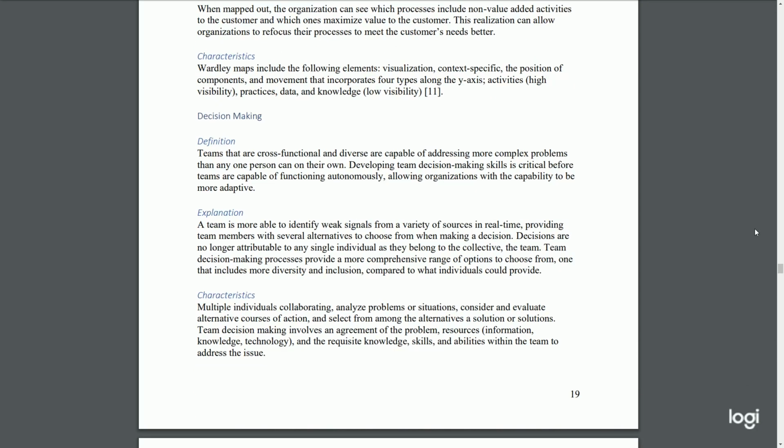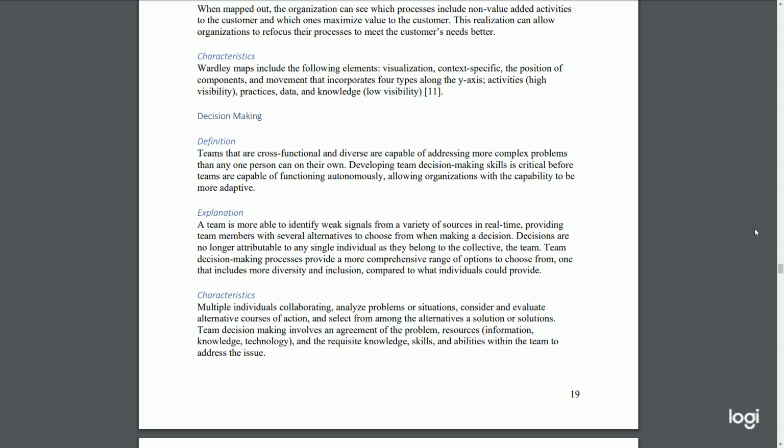A team is more able to identify weak signals from a variety of sources in real time, providing team members with several alternatives to choose from when making a decision. Decisions are no longer attributable to any single individual, as they belong to the collective, the team. Team decision-making processes provide a more comprehensive range of options to choose from, one that includes more diversity and inclusion compared to what individuals could provide.